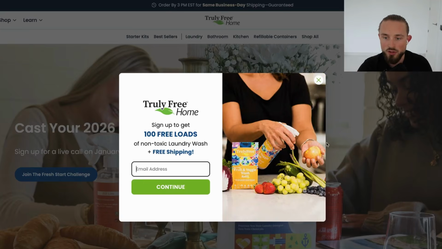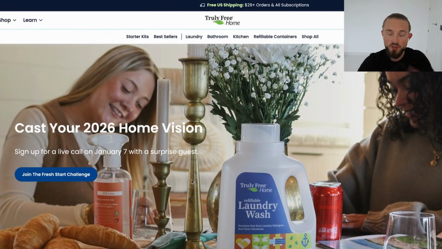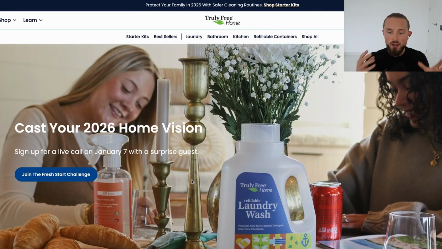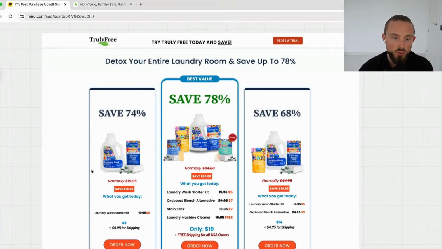They really have a lot of chemical stuff in them. So Truly Free Home solved this problem. They sell specifically to mothers and housewives who are really obsessed with the health of their children. So this is essentially the product and also the funnel that we built for them.